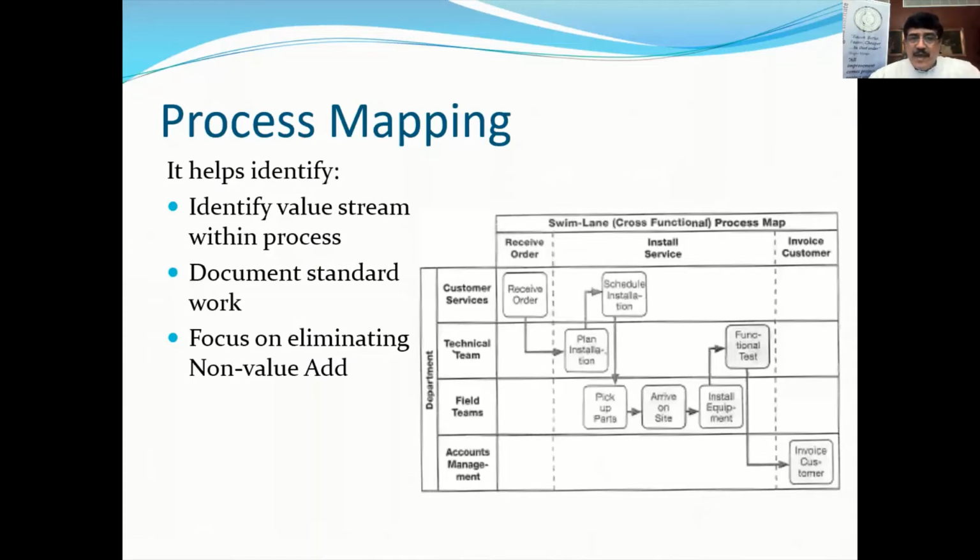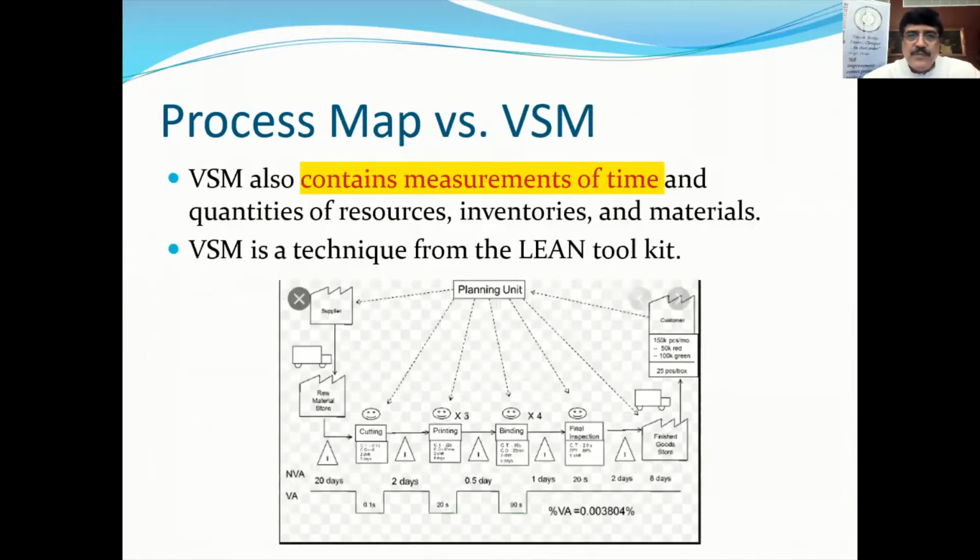Again, it helps you identify the value stream within the process. The process map documents standard work, and the main focus is on eliminating non-value add. It will be very clear. Once you do the process, you say, we're doing this step, then we do this step. And then once you challenge it, you say, okay, is this step really a value add? Should we get rid of it? Is it important? How do we improve it? And so on and so forth.